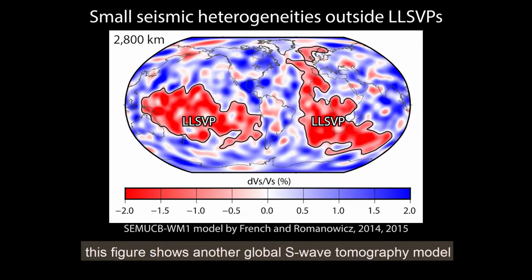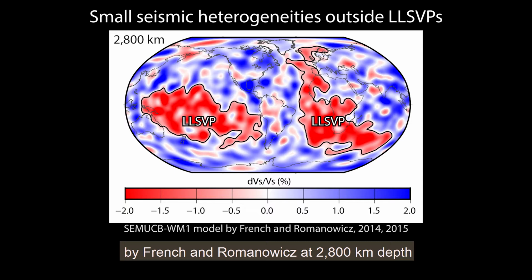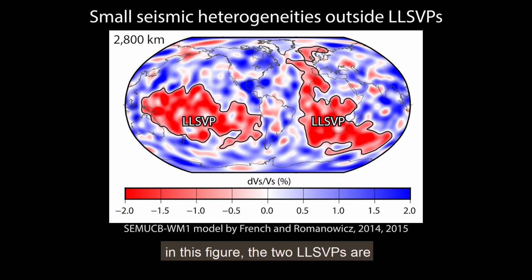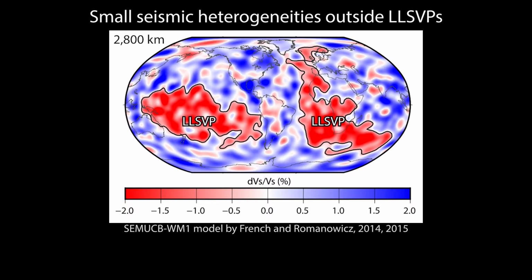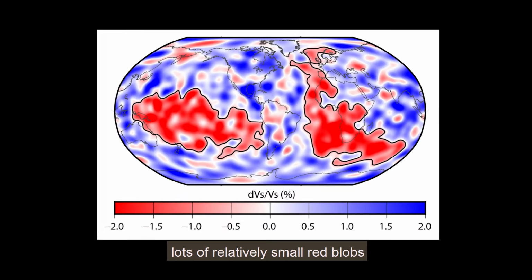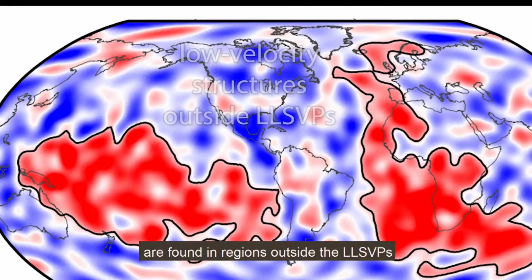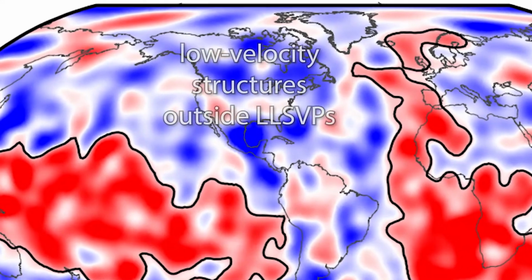This figure shows another global S-wave tomography model by French and Romanowicz at 2,800 km depth. Again, red is low velocity and blue is high velocity. In this figure, the two LLSVPs are outlined by the solid black curves. An important finding is that, in addition to the two LLSVPs, lots of relatively small red blobs or low-velocity structures are found in regions outside the LLSVPs.